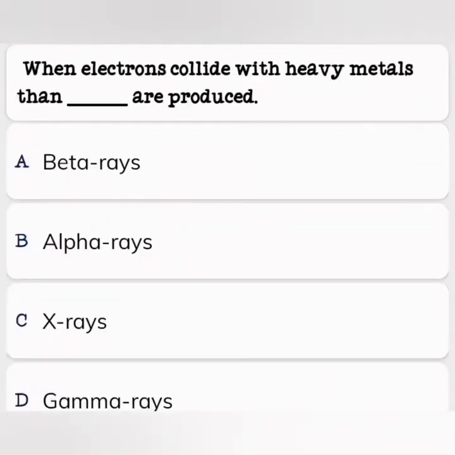When electrons collide with heavy metals, then dash are produced: A, beta rays. B, alpha rays. C, X-rays. D, gamma rays. Right options, आप comment section में लिखें। Yeah, so the right option is C, X-rays.